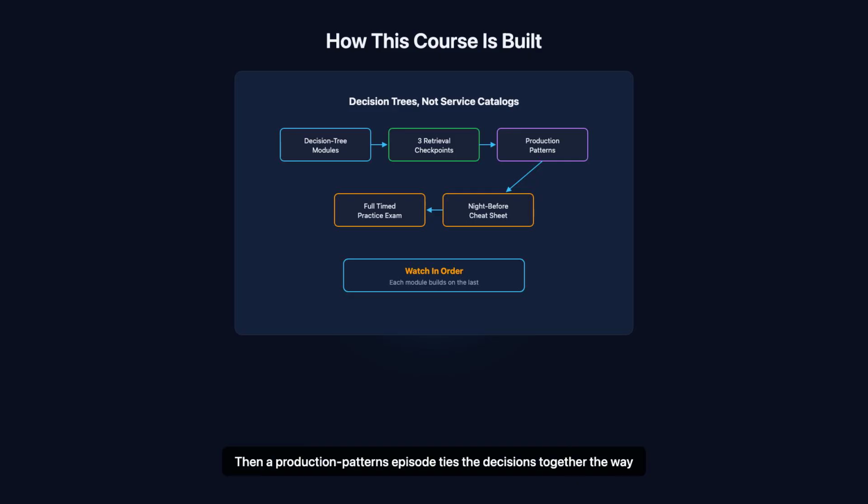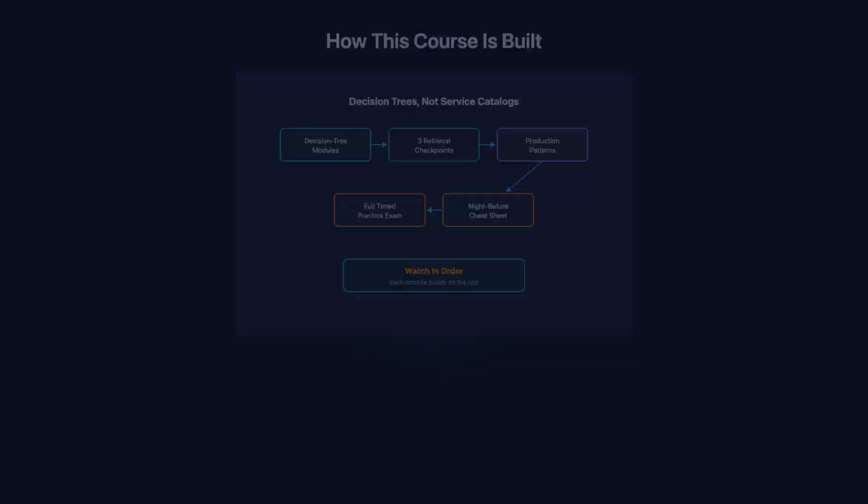Then a production patterns episode ties the decisions together the way real architectures do. Near the end, a full-time practice exam under real conditions. And finally, a night before cheat sheet for last-minute review. One important instruction: watch these in order. Each module builds on the one before it, so skipping around leaves gaps the later modules assume you've closed.